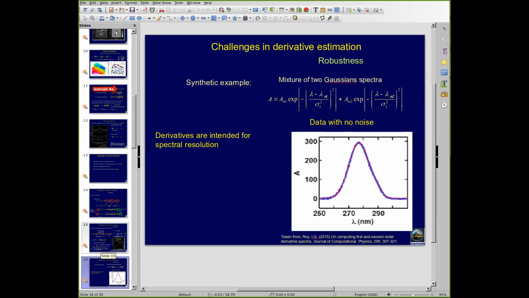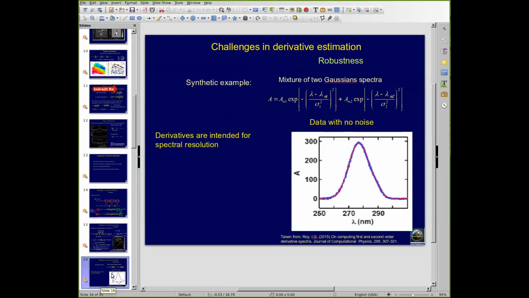Now I'll show you a synthetic example of why the derivative is necessary. Derivative is basically to increase the resolution. I take a very simple example of a mixture of two Gaussian spectra. This is very commonly used in spectral estimates, and in other fields like remote sensing. But this type of anomaly is a very ideal situation.